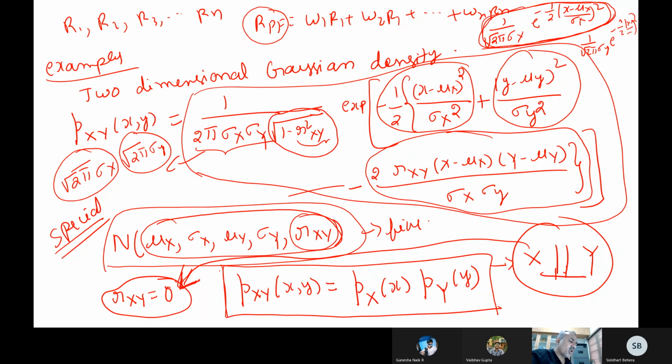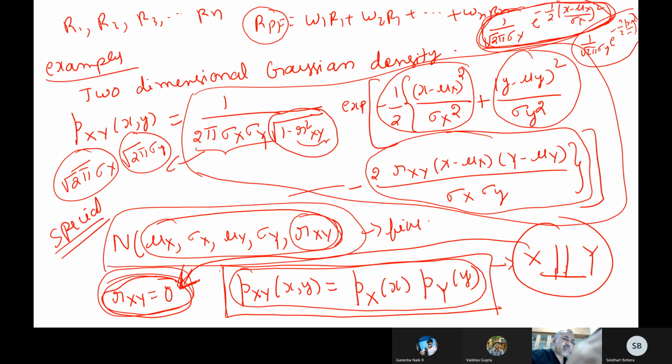Now, when the correlation coefficient was 0, what did we say? When the correlation coefficient is 0, what happens to this expression? What did we say in the previous class? When Rxy is equal to 0, what is the meaning of this? They are independent. So that means p(x) is this one, p(y) is this expression. You followed it. They are independent only.